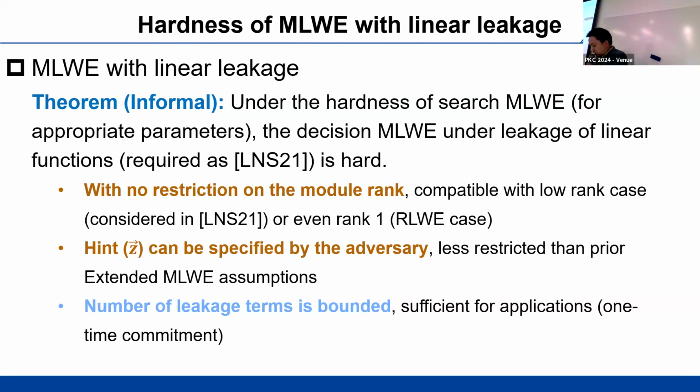Our reduction enjoys the advantage that it is with no restriction on the module rank and is compatible with the low rank case in our application. And the adversary has less restriction, as the hint can be specified by the adversary. We need to remark that the level of leakage terms in our reduction is bounded, but it is still sufficient for our application as we consider the one-time or bounded commitment in our application.